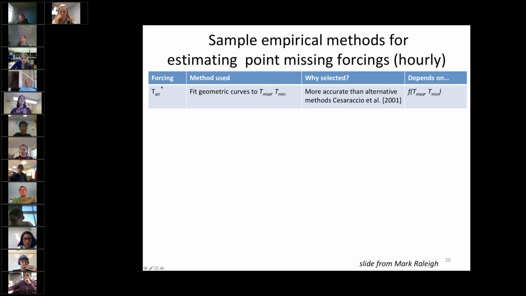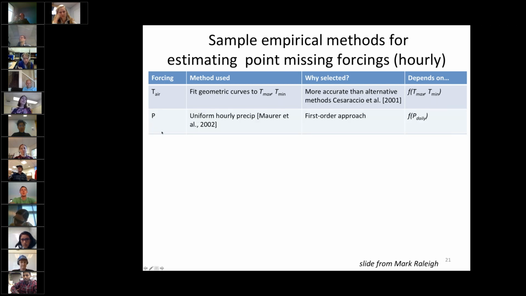One thing for air temperature, you'll often find that there's a lot of data from cooperative observing stations where people just measure daily Tmax and Tmin, but you need hourly data for your snow model. So you could fit geometric curves, like what's the typical sinusoid of diurnal temperature change over the day, and put that in. And then there's references for you if you need to look any of these up.